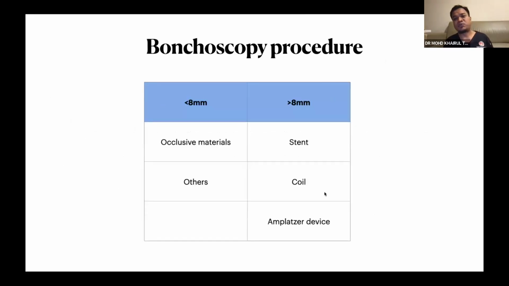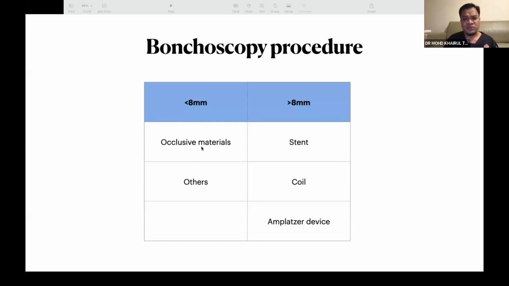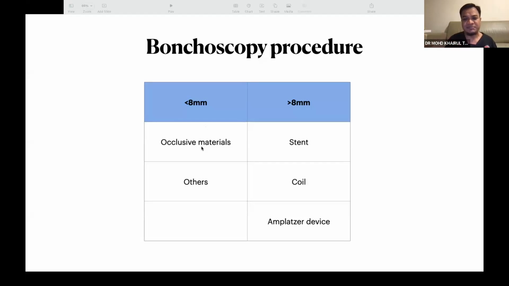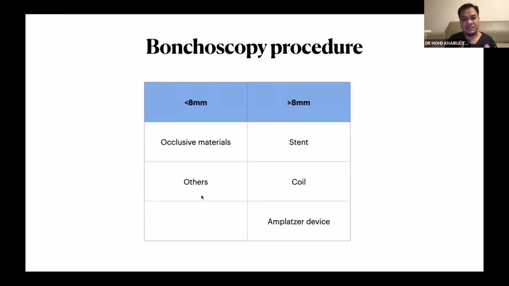So bronchoscopy procedure, this is another area that is very interesting. Most of the literature says that you need to differentiate between a small air leak and a big air leak. A big air leak they define as more than 8 millimeter, or some say more than 5 millimeter. So it depends on which literature you are reading. If it's a small air leak, you can offer occlusive materials such as Watanabe spigot or other chemical material in this patient, or if more than 8 millimeter, they said we can offer stent, coil, or Emplatzer device.